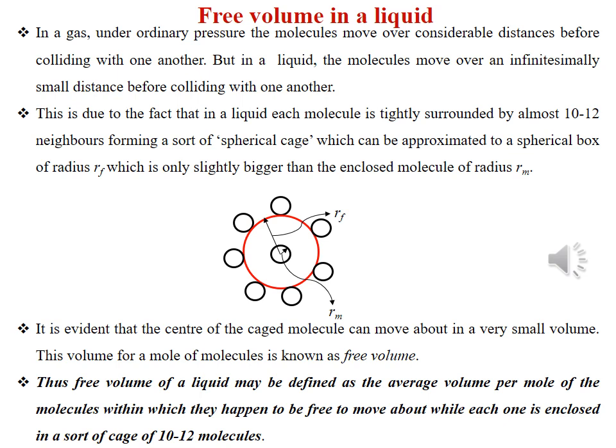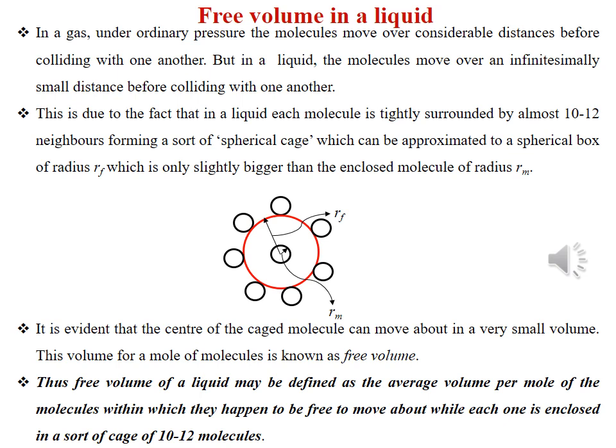Outside the red circle, some black circles are present. These black circles represent the surrounding molecules, which are forming a sort of spherical cage. Inside the red circle, that is the boundary of the spherical cage, one molecule is present at the center. The overall radius of this space where the center molecule resides is considered as RF, and the radius of the center molecule is considered as RM.